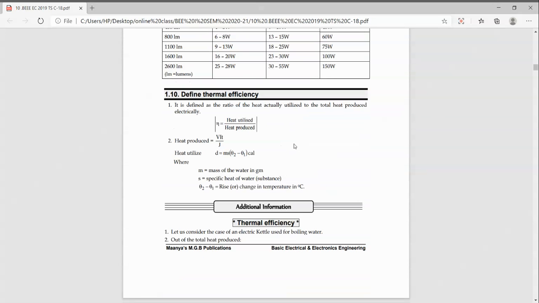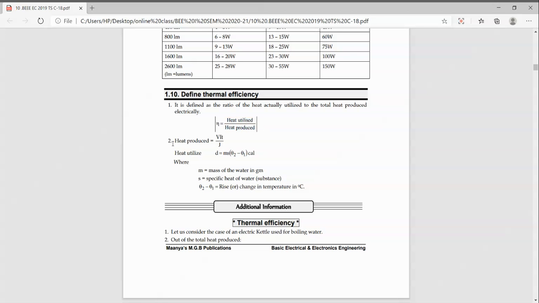So here, that is the thermal efficiency. We have to see the definition of the thermal efficiency. It is defined as the ratio of the heat actually utilized to the total heat produced electrically. So the thermal efficiency is heat utilized over heat produced.